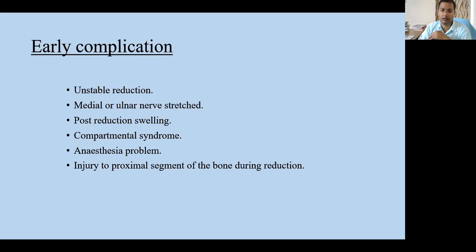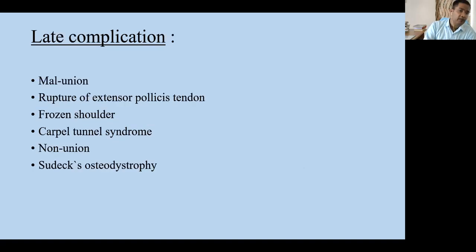Post reduction swelling is a common complication. Compartment syndrome is also common. Anesthesia problems, and injury to the proximal segment of the bone during the reduction, is also common. While giving the traction, the proximal segment may also get injured. Late complications are malunion, rupture of the extensor pollicis tendon. The tendon attached to the extensor surface of this thumb is called the extensor pollicis tendon. Frozen shoulder is a problem that occurs in the shoulder due to long immobility of this.